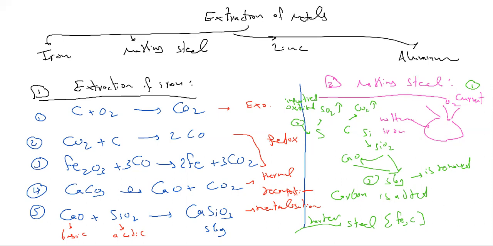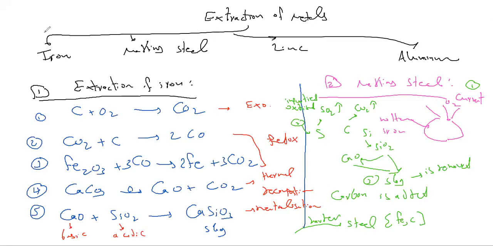After that, for making zinc or extraction of zinc, for each ore we have the name. For iron, hematite. This is iron trioxide. For zinc, zinc blende. This is zinc sulfide. For aluminium, this is bauxite. This is aluminium oxide.